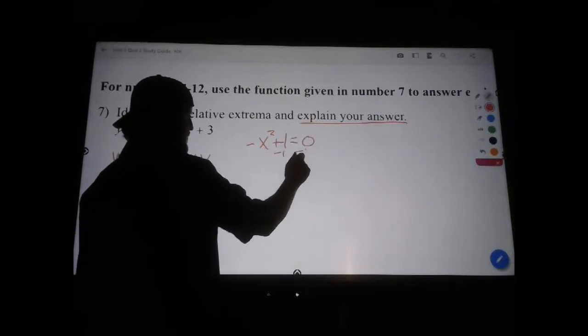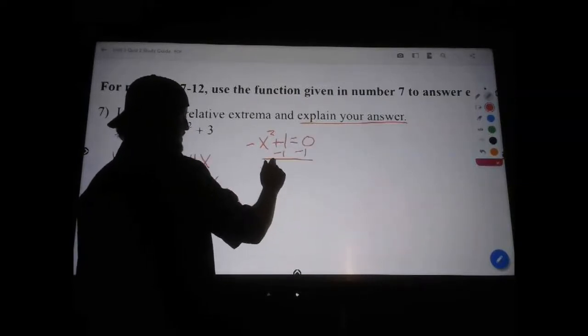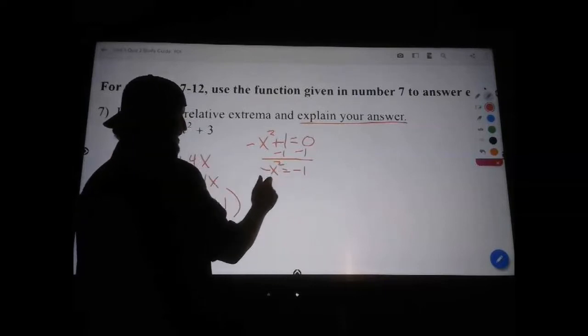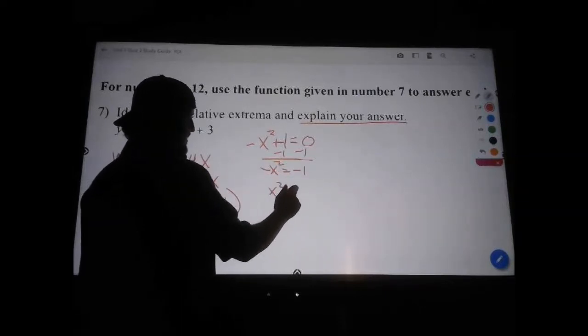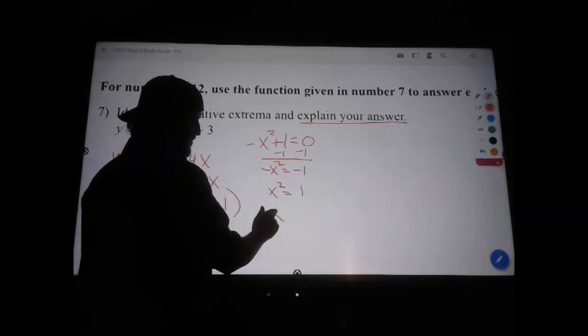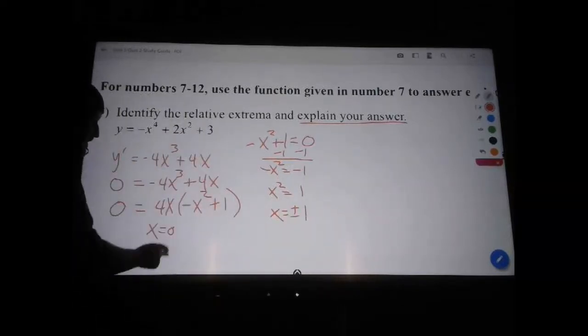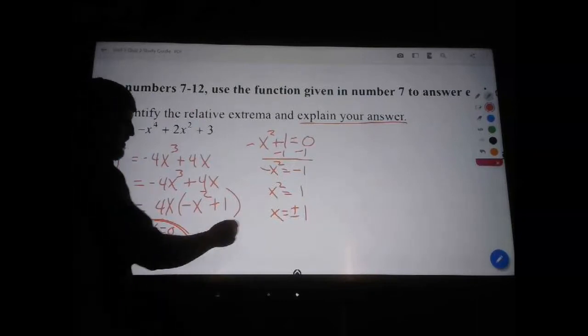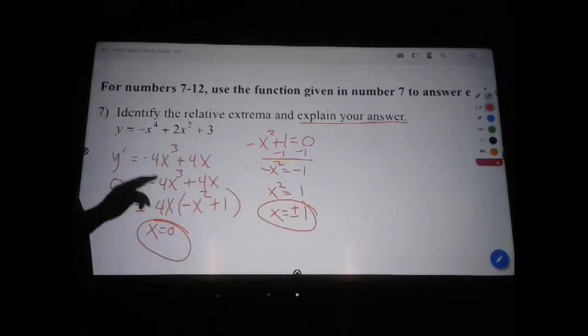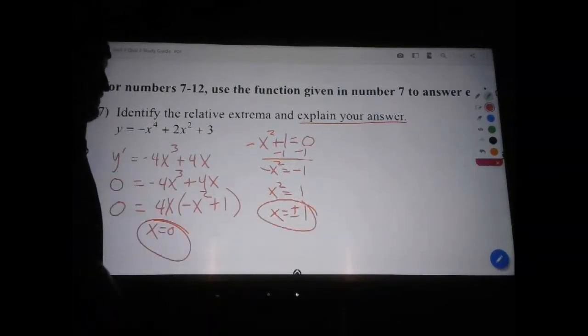You're going to minus the 1 on both sides. Divide -1 on both sides. And don't forget, when you take a square root, you always get a plus and a minus. So we actually end up with 2 answers there. So now we have a 0 and a plus and minus 1 for a total of 3 critical values.